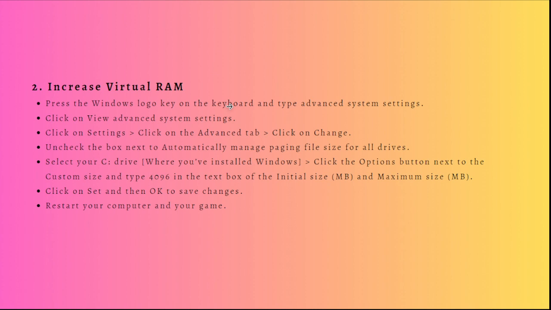Then select your C drive where you have installed Windows and then click the option button next to the Custom Size and then type 4096 in the text box of the Initial Size and Maximum Size. So click Set and then OK to save changes, and you can restart your computer and your game. So remember that you can always pause this video and follow the steps at your own time.